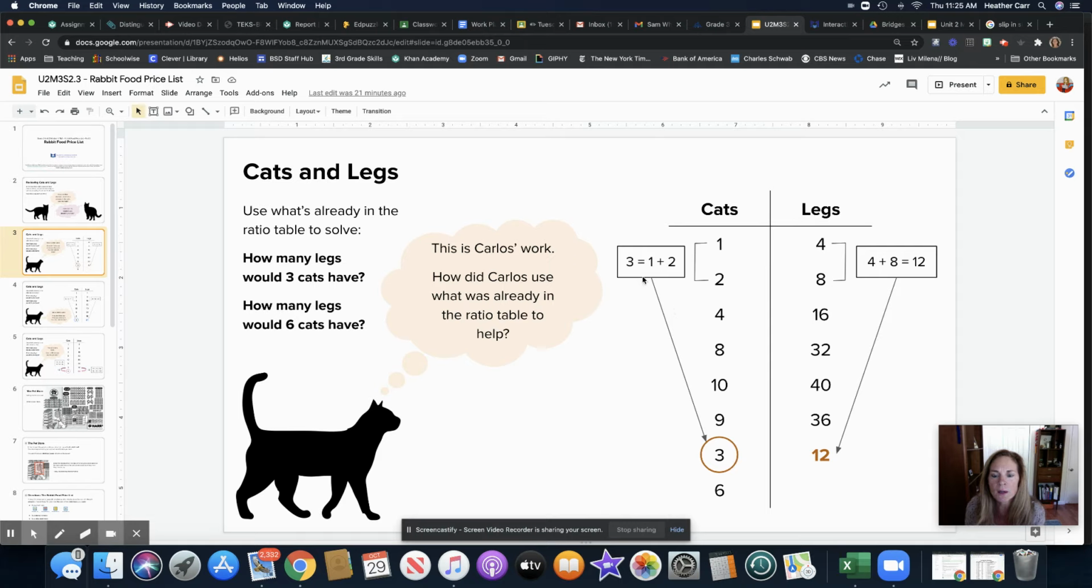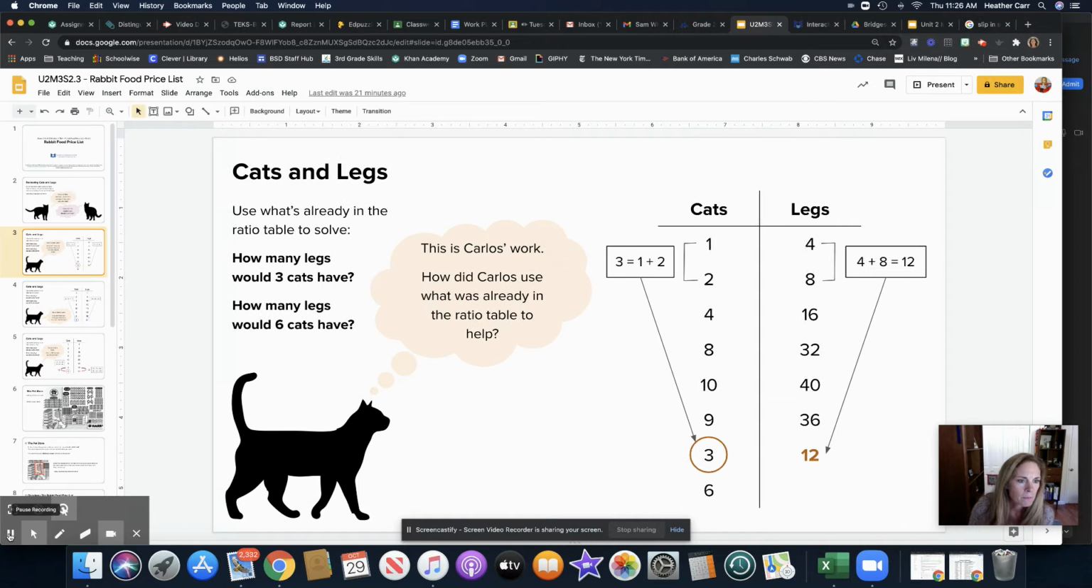Well, it looks like what he did was he added 1 cat plus 2 cats to get 3 cats. And then he looked over here and he said, oh, if there were 4 legs plus 8 legs, that means that 3 cats have 12 legs. So you should do that kind of thinking for each of these slides.